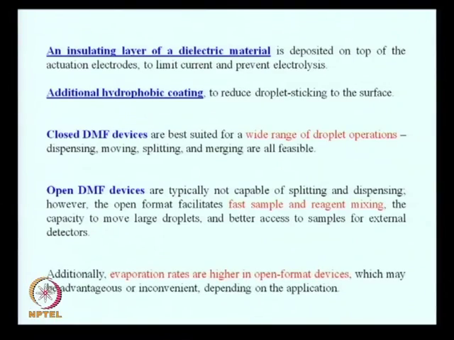There is another aspect, which, depending on whether you call it an advantage or a disadvantage, is that evaporation is possible from an open digital microfluidic system. Now, if you have a reaction going on in a droplet, and evaporation takes place, that is definitely a disadvantage. But let us say you are using the droplet to cool a surface, to cool a hot spot. In that specific case, evaporation from a droplet can be beneficial. So, depending on what application we are thinking of, the evaporation from a droplet in an open microfluidic system could be an advantage or a disadvantage.